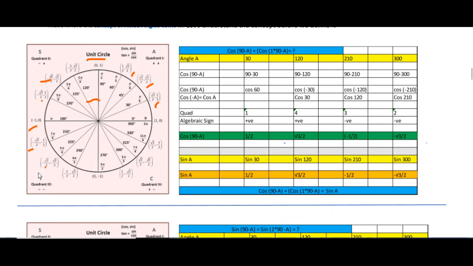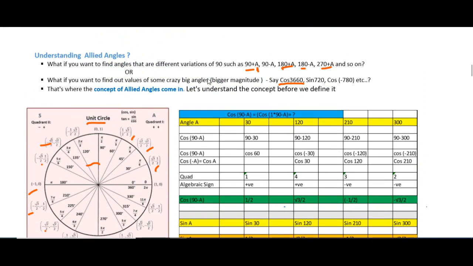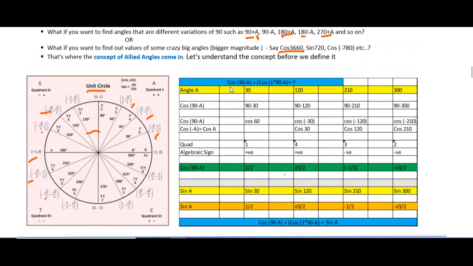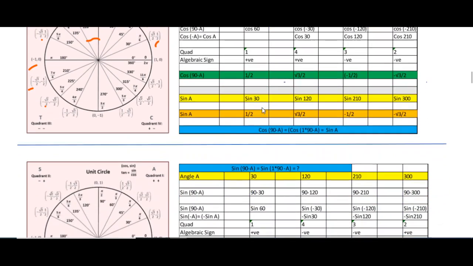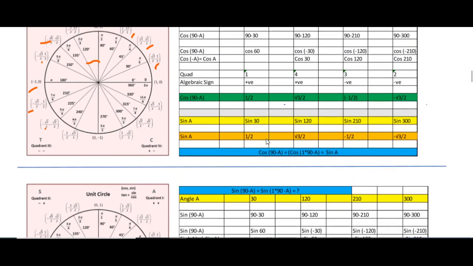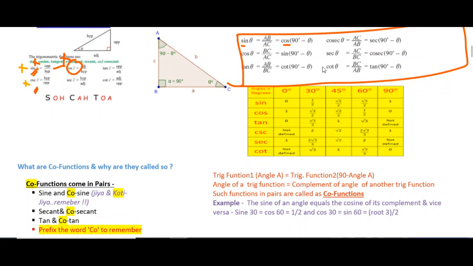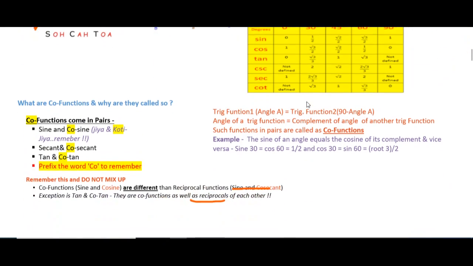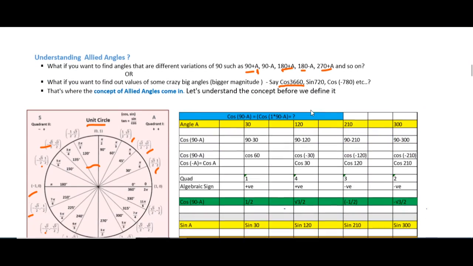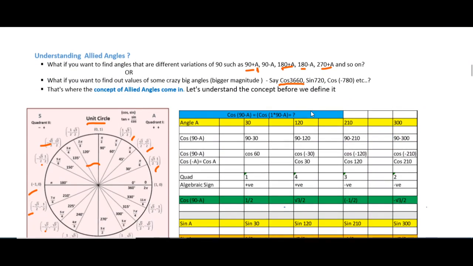So with this in mind, it will be easier for you to understand how allied angles function. Let's take the first example. The first two examples, cos of 90 minus A and sine of 90 minus A, are pretty much the same thing that we covered before. But over here, I just introduced you to the concept in the context of a reference triangle, and took this basic table I was trying to explain. The same thing I want to explain under the construct of allied angles and see how it makes sense.